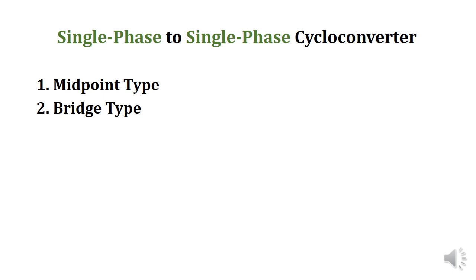First of all, we will discuss a single phase to single phase cycloconverter. It can be implemented in two different methods. First is the midpoint type and the other is the bridge type. Both of them will have the same output voltage. The only difference is that they are different circuit configurations. So we will discuss single phase to single phase, midpoint type and bridge type.